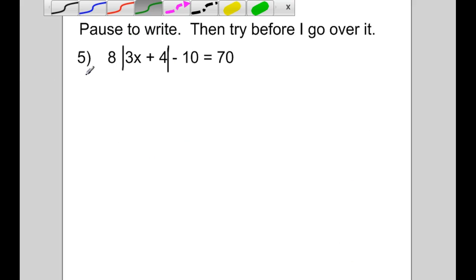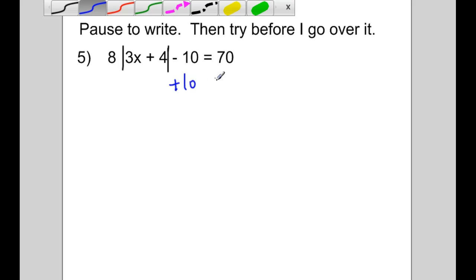Last one, very similar to the previous one. Give it your best shot. Pause. Please try it on your own. See if you can do it. Alright, so very similar to the previous one. I forgot to mention last time, you do not distribute in absolute values. Do not distribute in absolute values. You can only do that with parentheses.